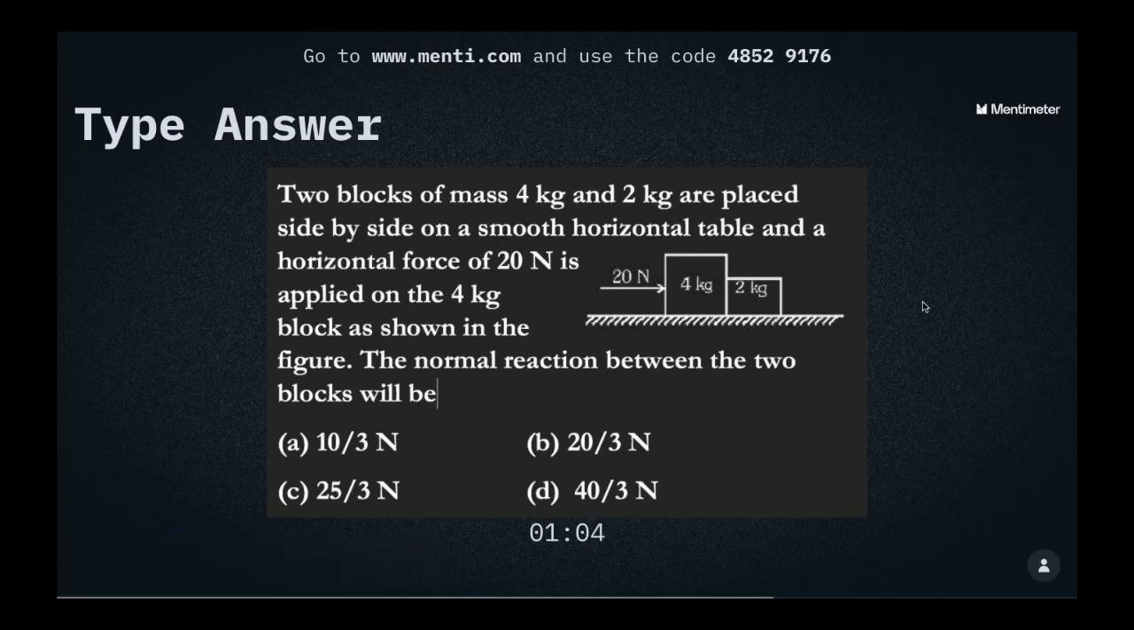Sir, what is normal reaction? Normal reaction is what acts from the surface on the object against its weight. Yes, sir. Okay. Now here, normal reaction can be against any force. Here they are asking horizontally, not vertically.